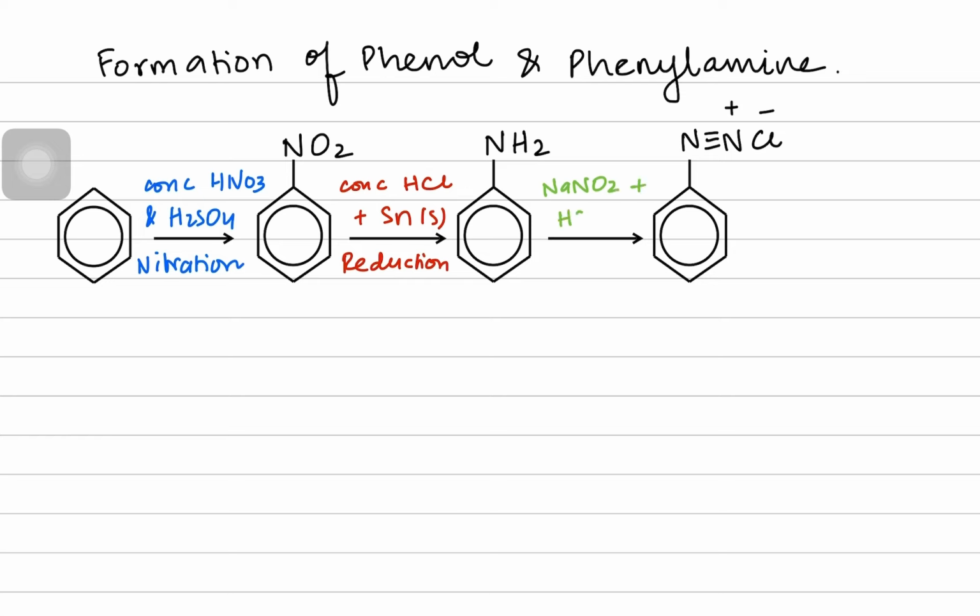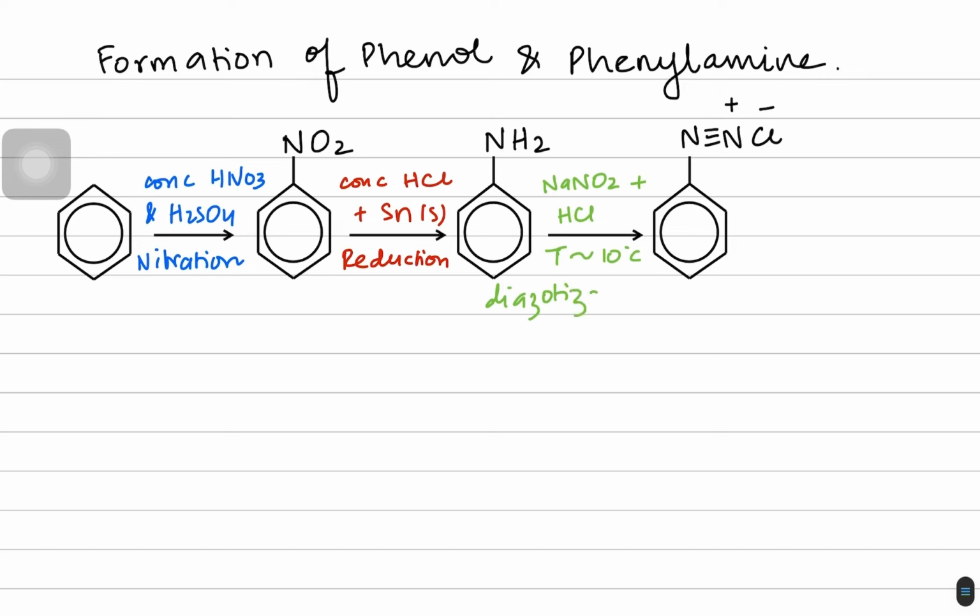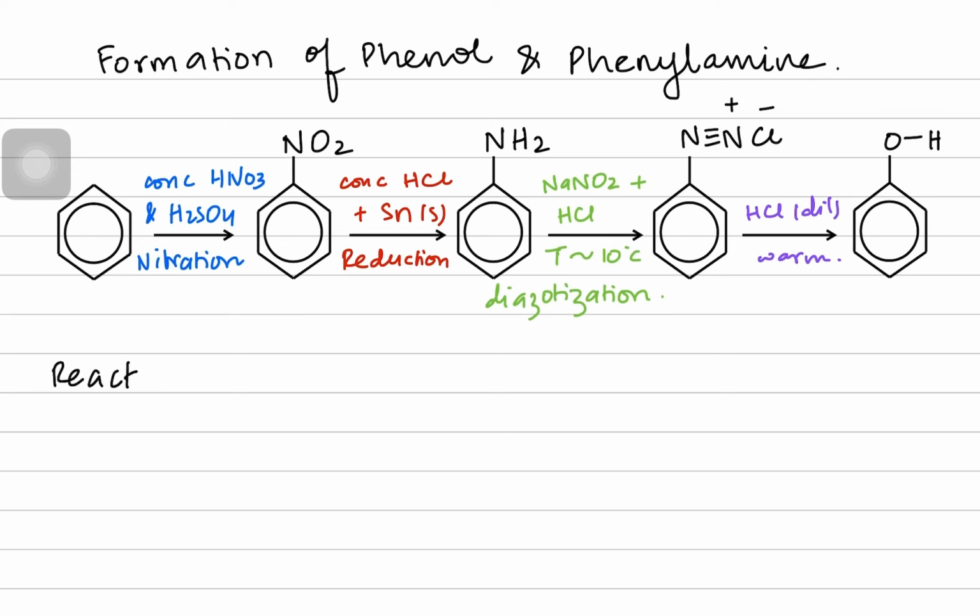Then you use sodium nitrite and HCl in the diluted state. Nitrous acid is highly reactive, so the temperature should be around 10 degrees Celsius. This reaction is known as diazotization, where you make benzene diazonium chloride. And finally, when the benzene diazonium chloride reacts further with water upon warming, it makes phenol. So you can see this whole series of reactions, and you should know what the conditions are.